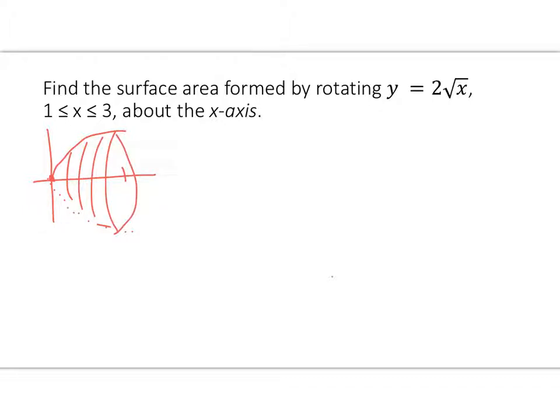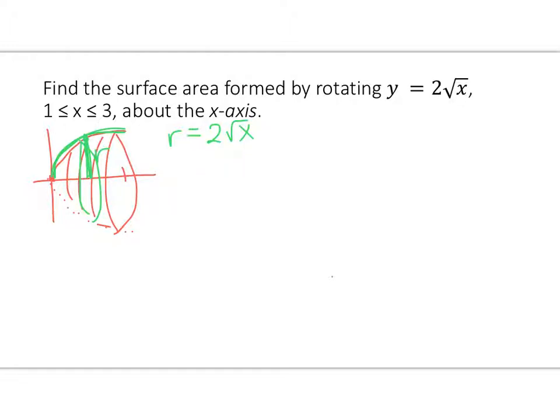So for these, we need to know what's our radius. So the radius of each of these kind of washer types of things we're doing, that's my radius. My radius is just equal to the curve, which is 2 radical x. But then I also need to figure out my arc length, right? I also need to know how many of those I need to be putting together.